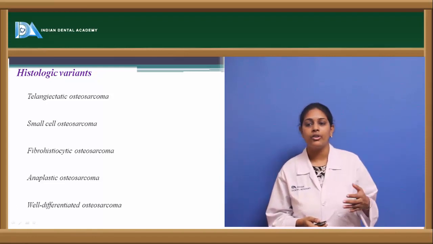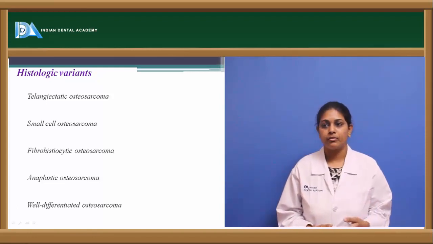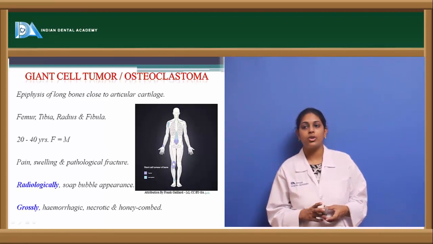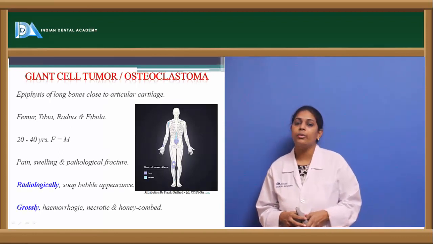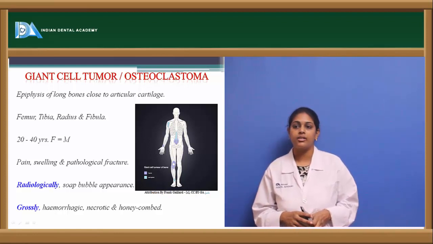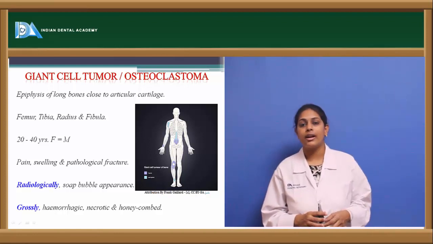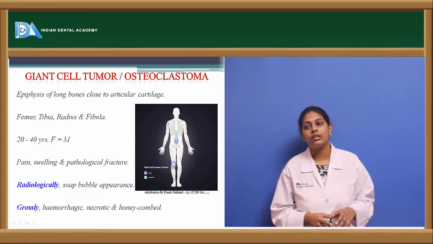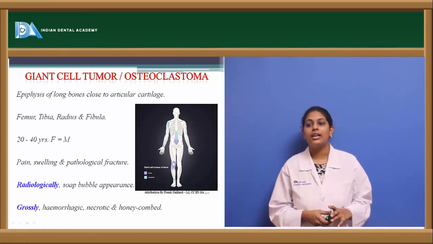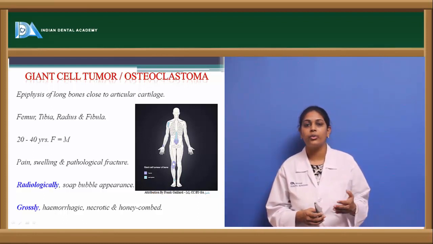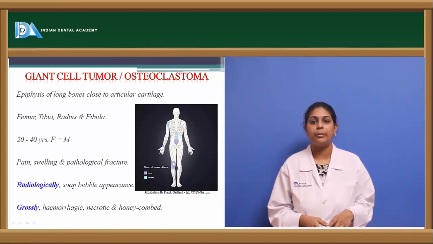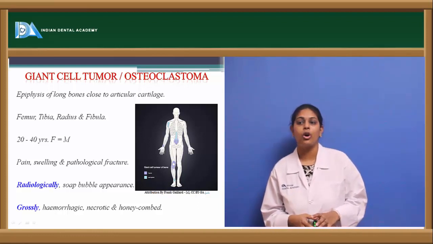Coming to the well-differentiated osteosarcoma, usually they resemble differentiated mesenchymal stromal cells. Coming to the next tumor, the giant cell tumor, otherwise known as osteoclastoma, is a tumor which usually involves the long bones, that is the epiphyseal region, closer to the articular cartilage. Most commonly it involves the knee region in the picture as well as the vertebrae. We can see that the lower region of the vertebrae can be involved, and other areas more commonly involved are the femur, tibia, radius and fibula.